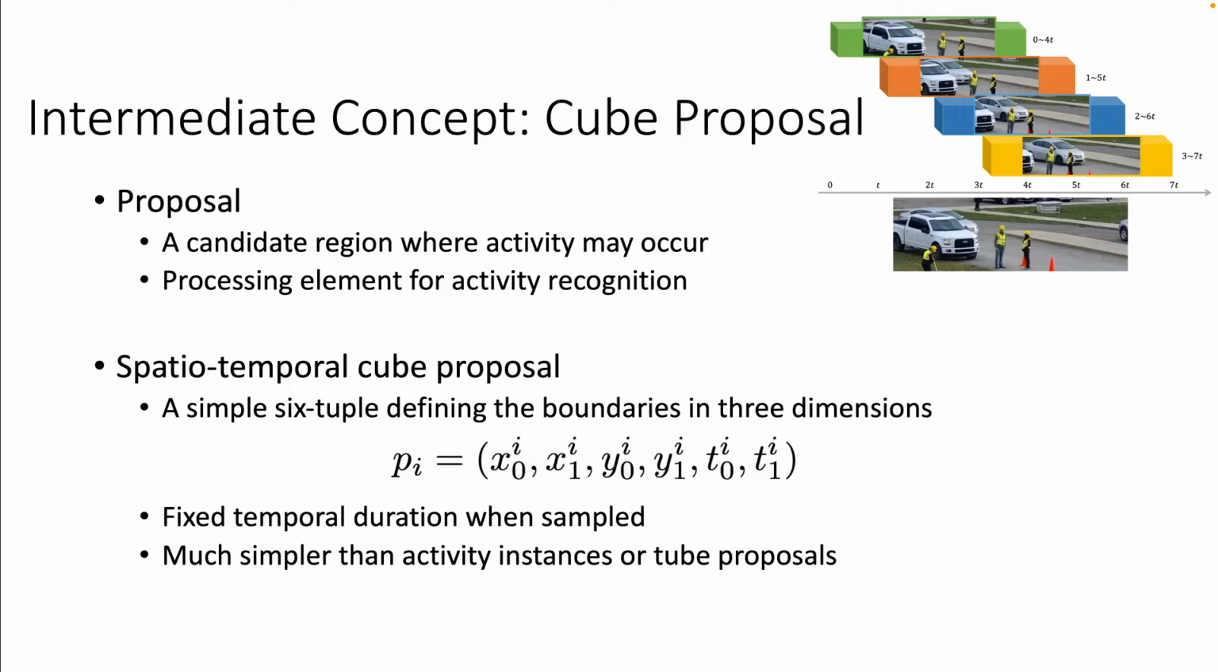Here we introduce an important intermediate concept of cube proposals. A proposal refers to a candidate region where activity may occur, and it is the processing element for the activity recognition module. In this paper, we use spatial-temporal cube proposals defined as a simple 6-tuple, locating the boundaries in the 3 dimensions. It has a fixed temporal duration when sampled, and it is much simpler than activity instances or tube proposals formats with the moving bounding boxes.